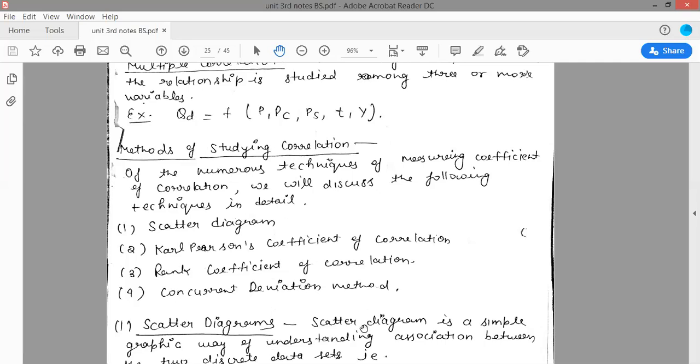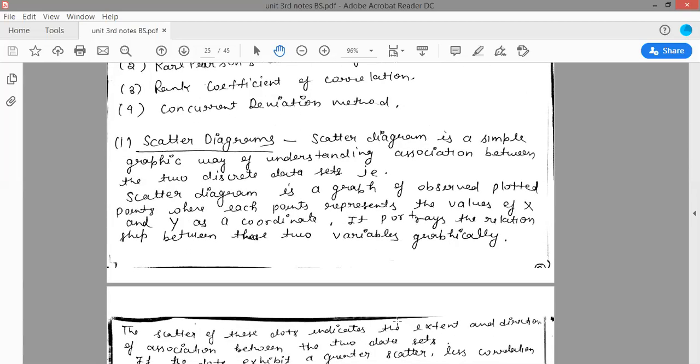So first one is scatter diagram. Second one, Karl Pearson's coefficient of correlation. Karl Pearson coefficient of correlation is very, very important, and an 8 marks question will be asked in your final semester exam. So just learn to find the Karl Pearson coefficient of correlation, and I will tell you how to find it. Third one, rank coefficient of correlation. Fourth, concurrent deviation method.